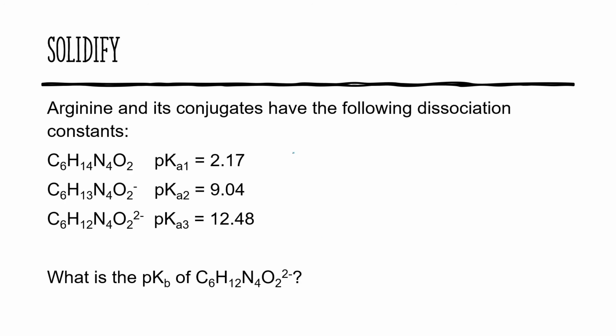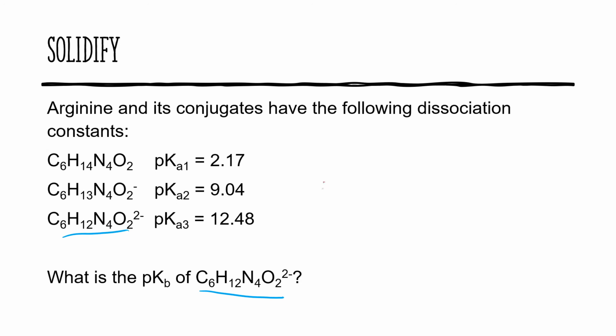We have a similar question here. To solidify your knowledge, pause the video, give it a go. Good luck. All right, I hope that went well for you. Let's take a look. The question tells us, arginine and its conjugates have the following dissociation constants. And then it gives us all that information, and eventually we're asked for the pKb of this species. I'm going to identify this species as the last one here.